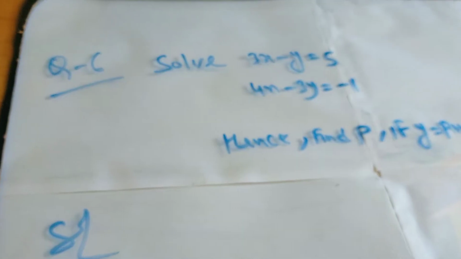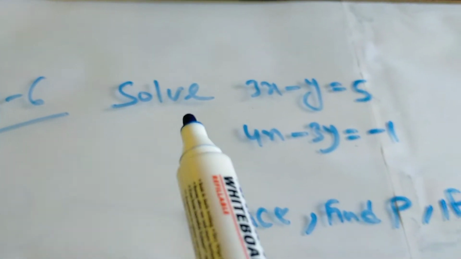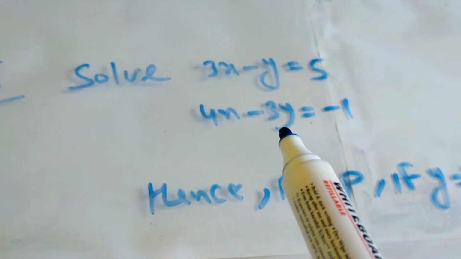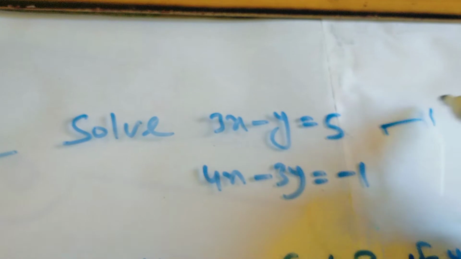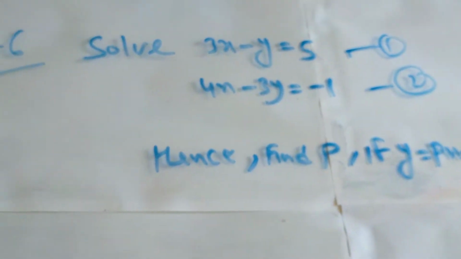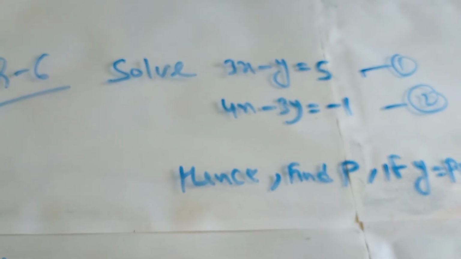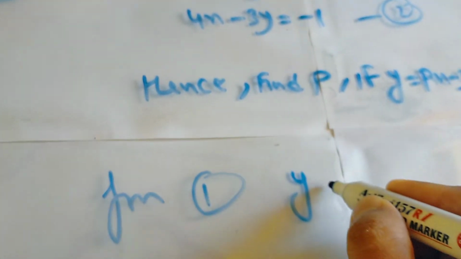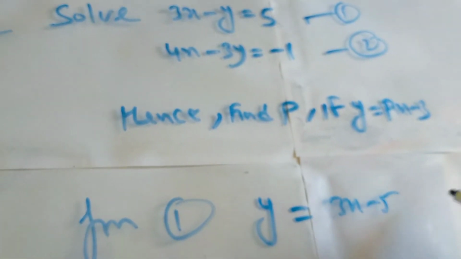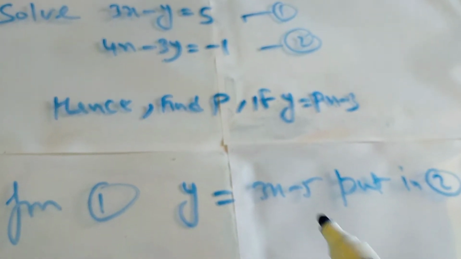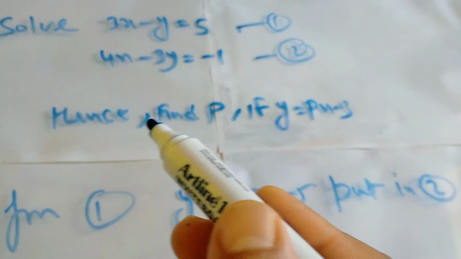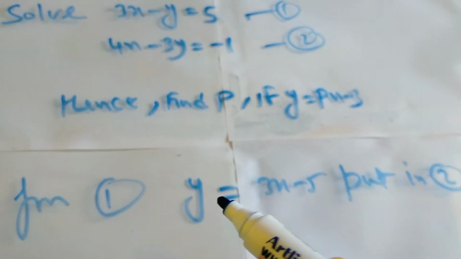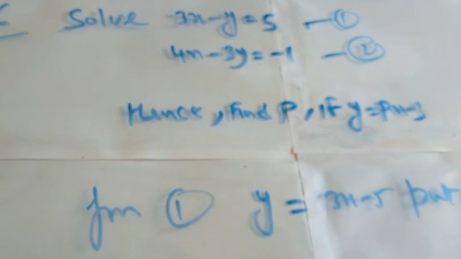Okay. Now students, see the last question of this exercise. This is solve 3x minus y equal to 5 and 4x minus 3y equal to minus 1. This equation is the first equation and this equation is the second equation. So from the first equation, I'm getting the value of y. y is coming 3x minus 5 and I will put this value in equation number 2. Okay, because I have taken from 1, so I will substitute in the second equation. In the second equation, in place of y I will write 3x minus 5. So it will be 4x minus 3 times 3x minus 5 is equal to minus 1.